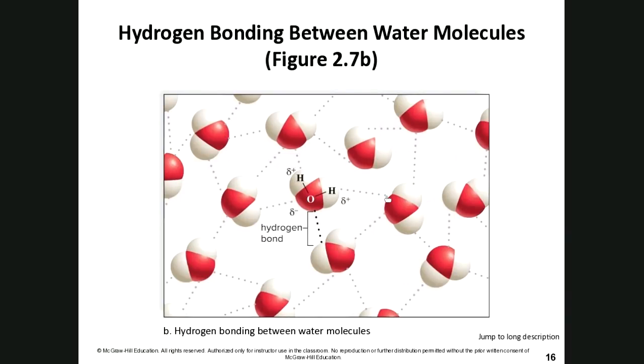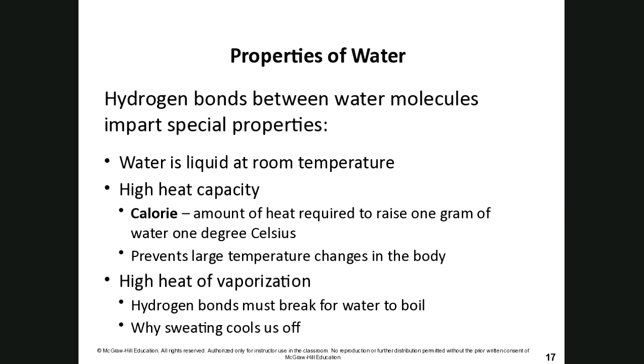Because of those hydrogen bonds, just as a repeat here, there are really cool things that we can have. Water is a liquid at room temperature. It has a high heat capacity, which means it can take a large amount of heat and have just a very small increase in temperature. That makes sure that your body temperature stays relatively stable because we're mostly made of water. It has a really high heat of vaporization, and that allows for evaporative cooling, and that's why sweating cools us off.